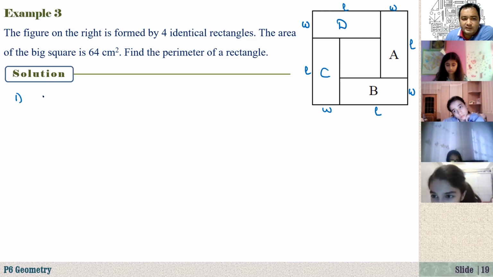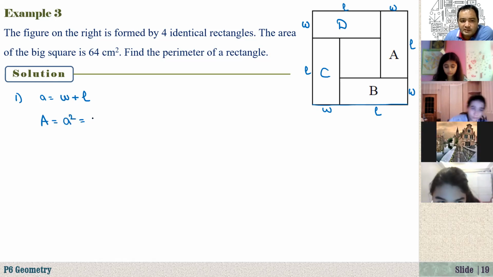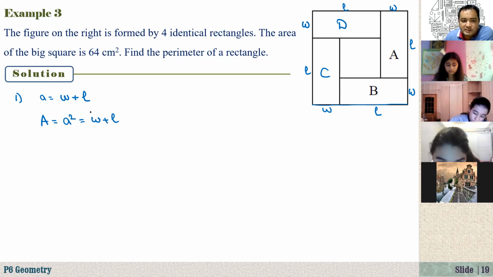My internet is not good. What is the side length of the big square? I mean, we are talking about this one, right? Yes. What is it? So it is W plus L. Length. Okay. Now, if I want to find the area, then we know that it's just A squared. That is W plus L squared, right?